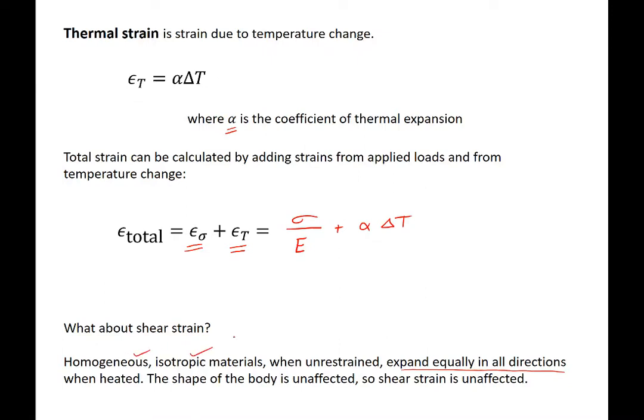Homogeneous just means it's the same all the way through, like all the molecules of the material are the same. And isotropic means it behaves the same in all directions. Most engineering materials are homogeneous and isotropic. Especially things like steel, aluminum. Those are homogeneous and isotropic.